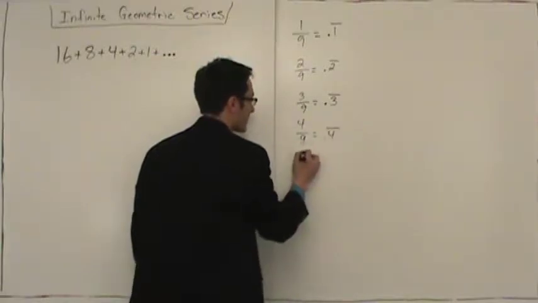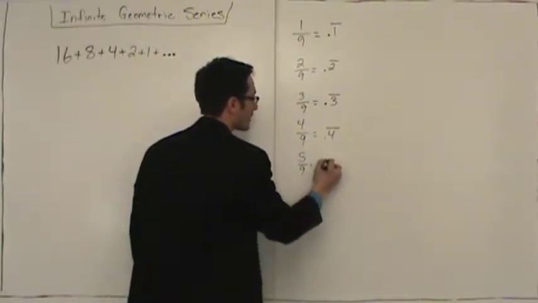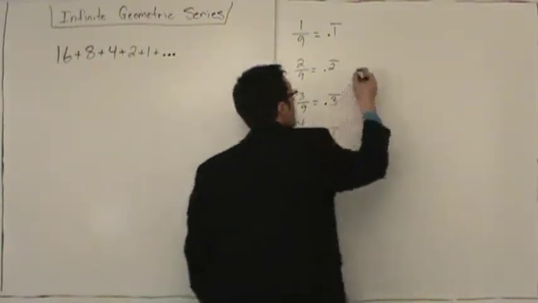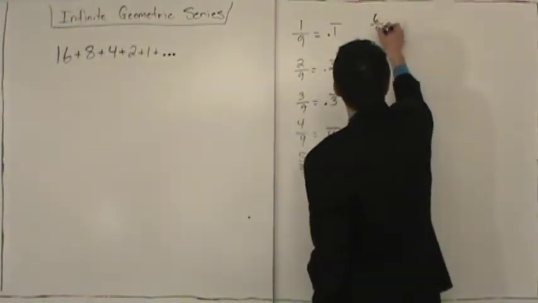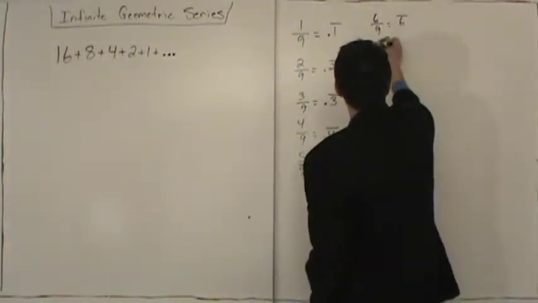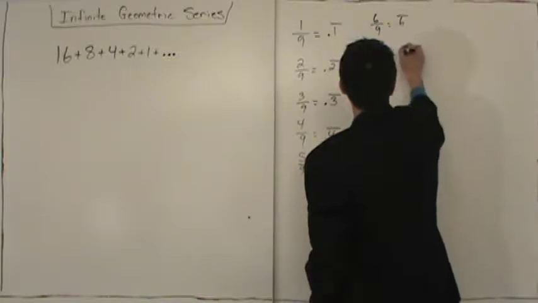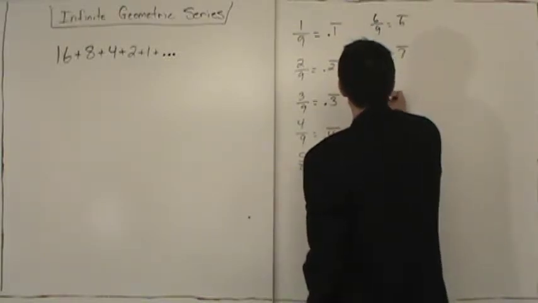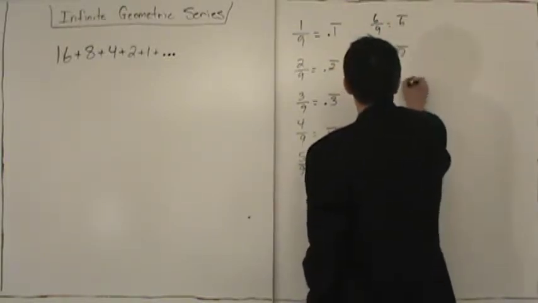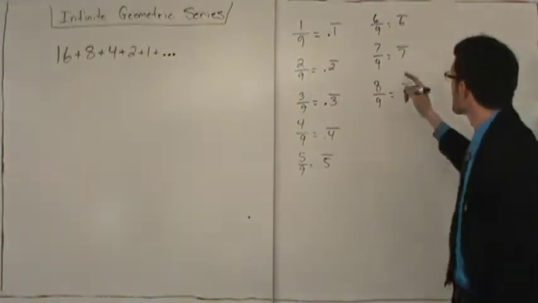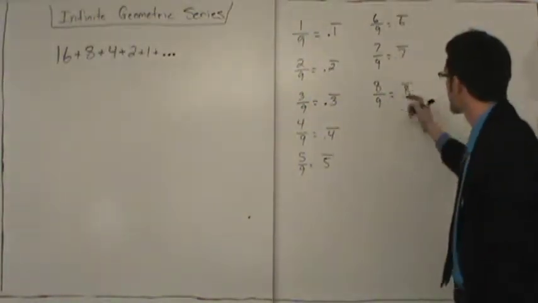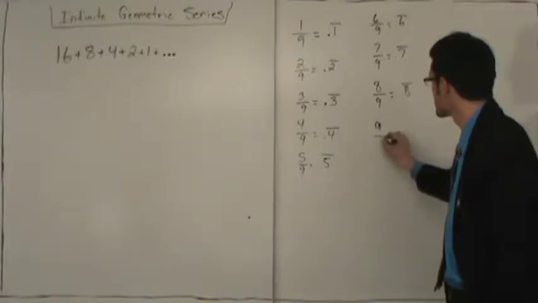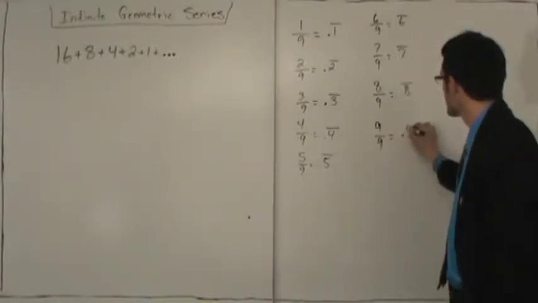4 ninths is what? 0.4 repeating forever. 5 ninths is 0.5 repeating forever. 6 ninths is 0.6 repeating forever. 7 ninths is 0.7 repeating forever. 8 ninths is 0.8 repeating forever. What's 9 ninths? 9 ninths is 0.9 repeating forever.